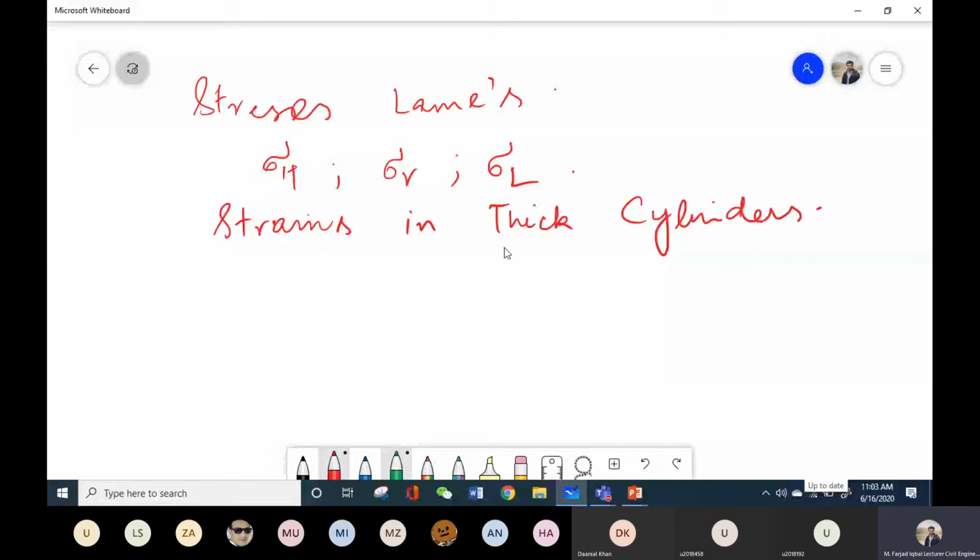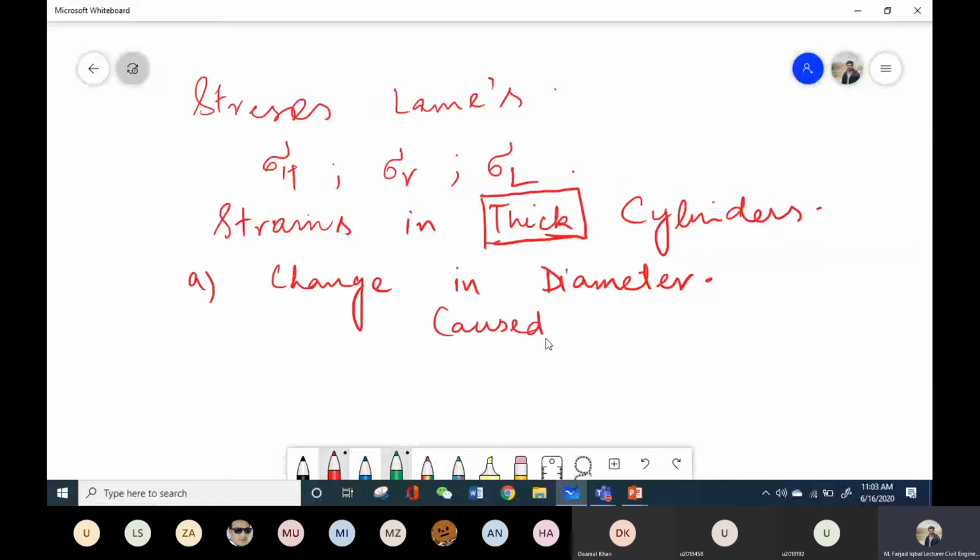If you remember the thin cylinder, we have to apply the same concept and same formulation to determine the strains in the cylinder. For example, we are interested in calculating the change in diameter of a thick cylinder. Now, if you remember, the change in diameter is caused by hoop stresses because they are acting perpendicular to the cross section or any section. So they will cause the change in diameter or radius or circumference.